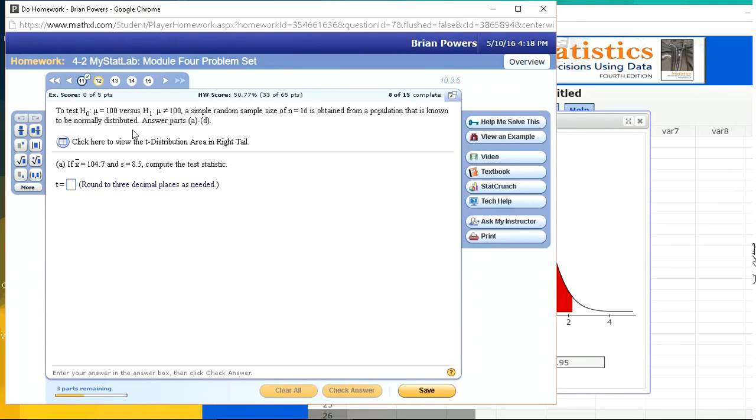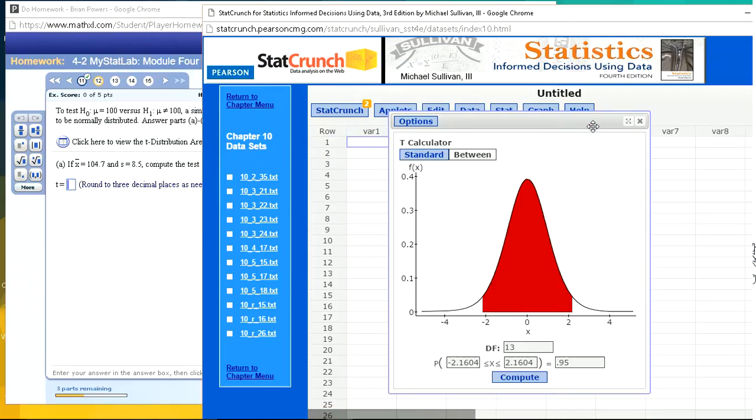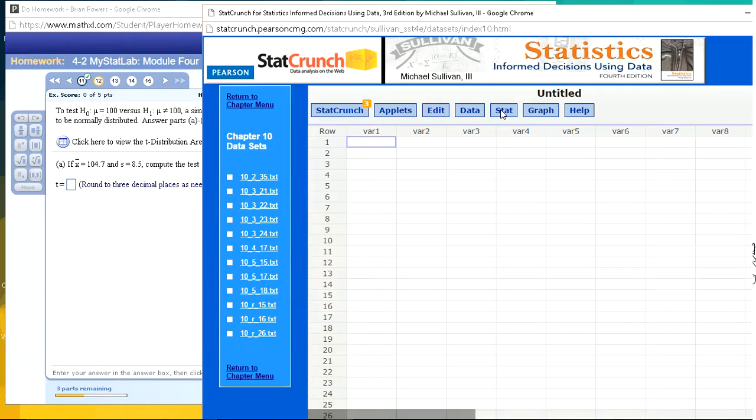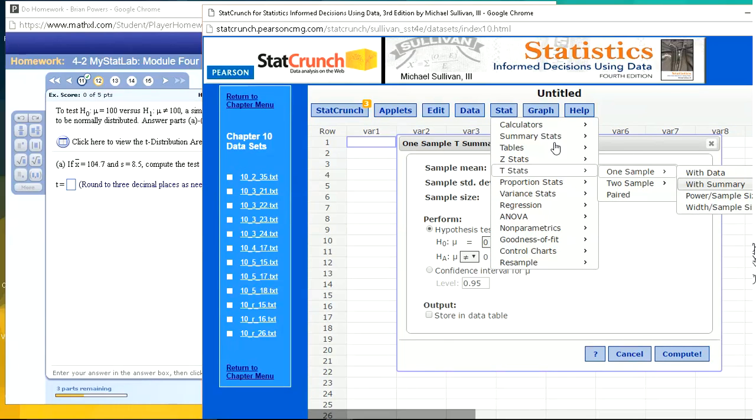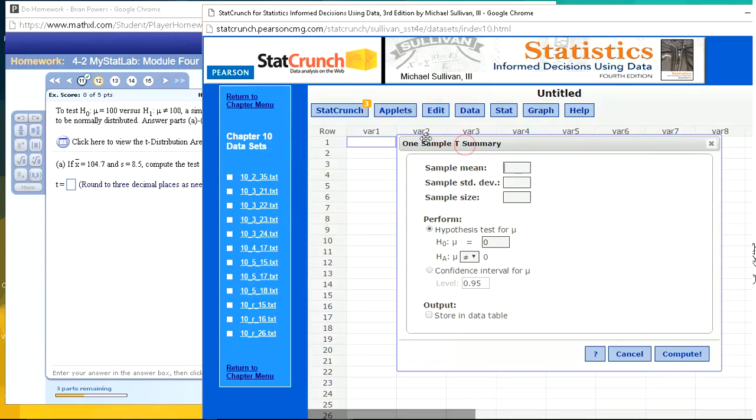Okay, so let's see. We're given everything here, the null hypothesis, the alternative, sample size, and we're given the sample data. So we don't have to do any work. It's all done from the calculator. Now, go into Stat, T statistics, one sample with summary, okay? And you just type this stuff in and you get your answer. It's really nice.